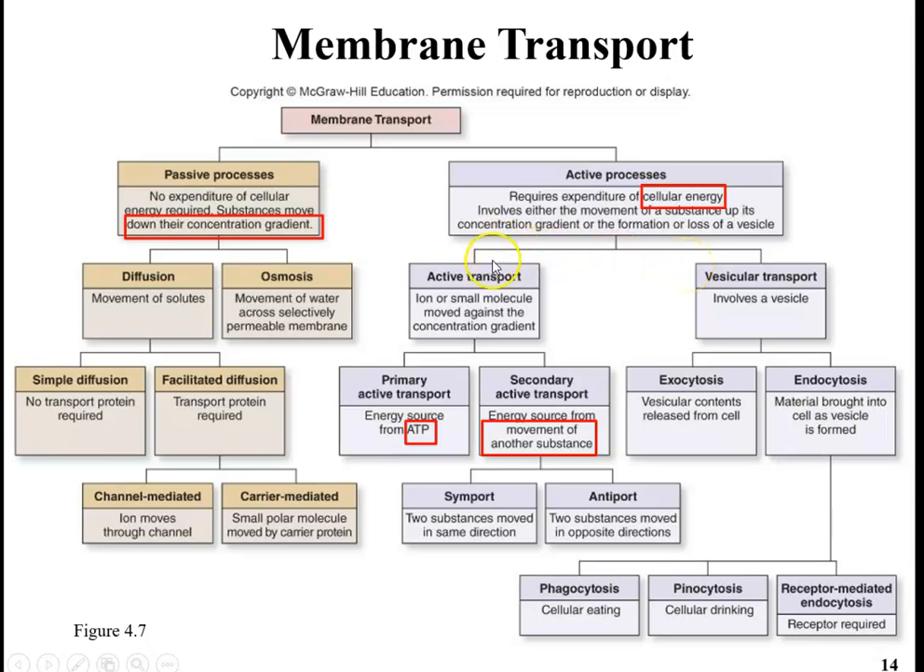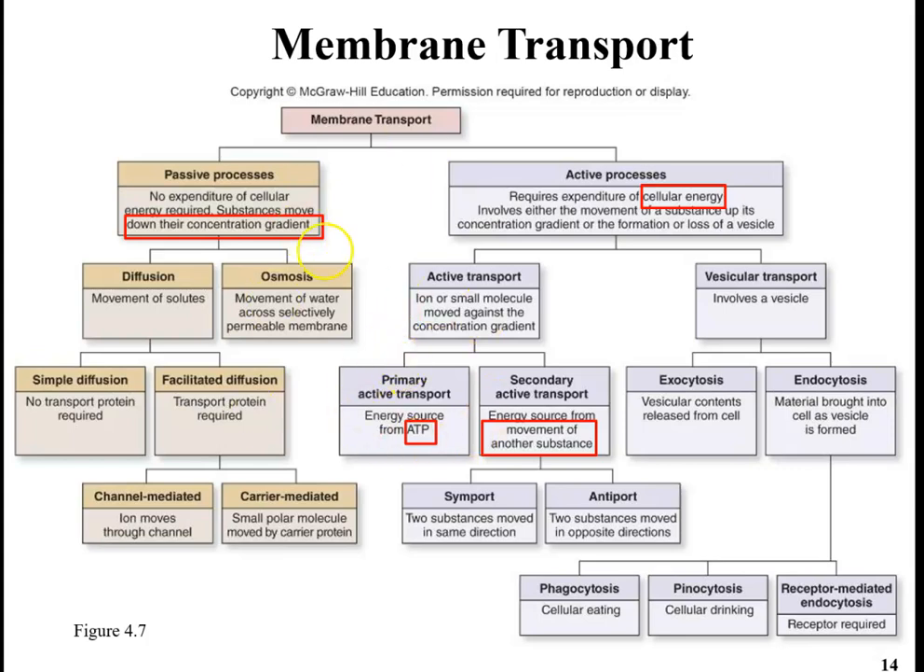So let's talk about active transport first. This is where an ion or small molecule is moved against the concentration gradient, from areas of low concentration up to areas of high concentration.